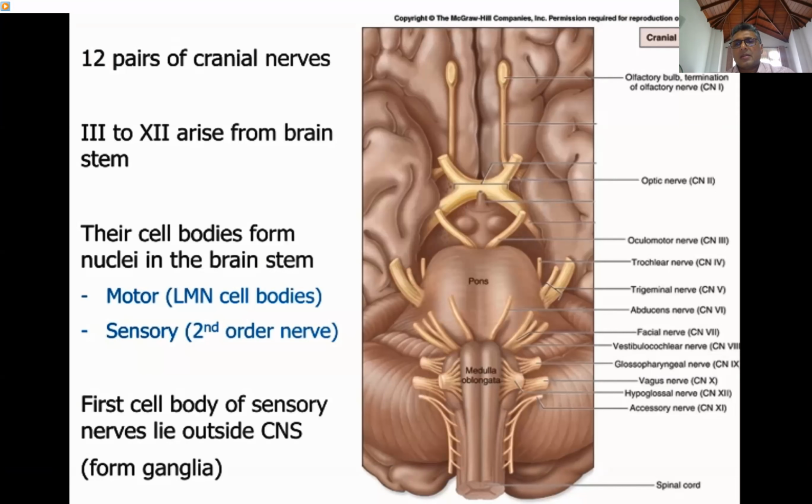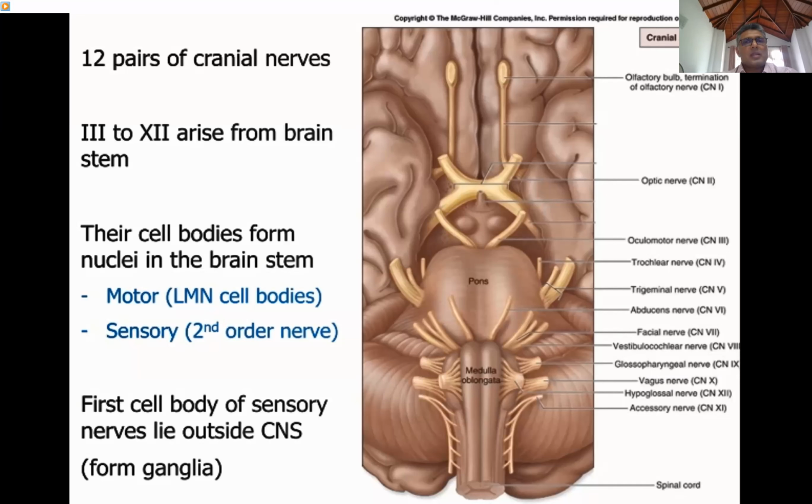Then the ninth cranial nerve is the glossopharyngeal nerve. 10th, vagus. 11th, accessory. And 12th, hypoglossal nerve. Those are the 12 cranial nerves. Know their spellings and be able to write them down properly.